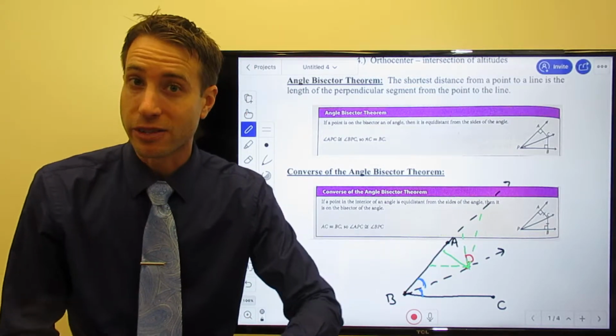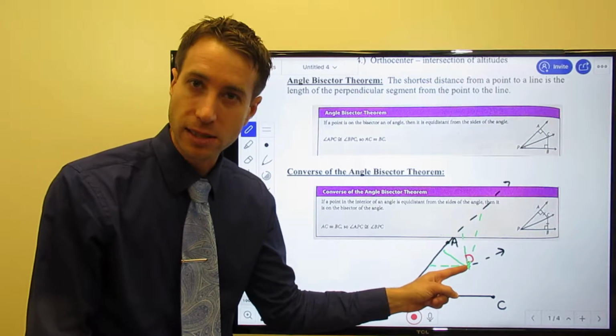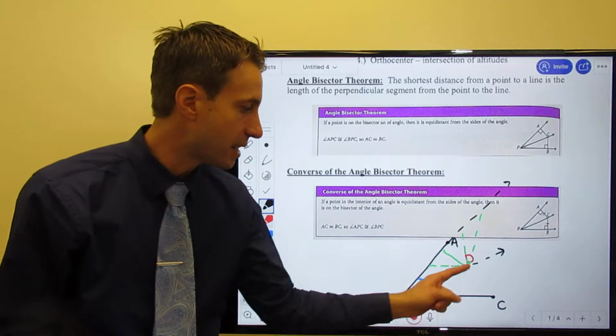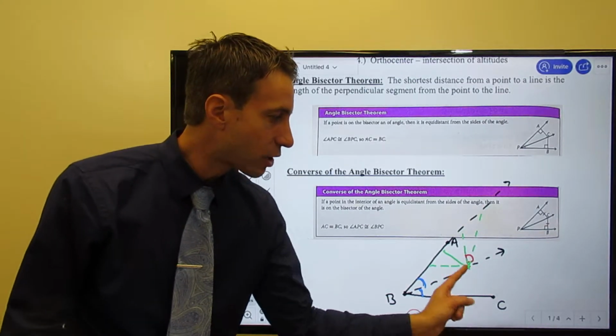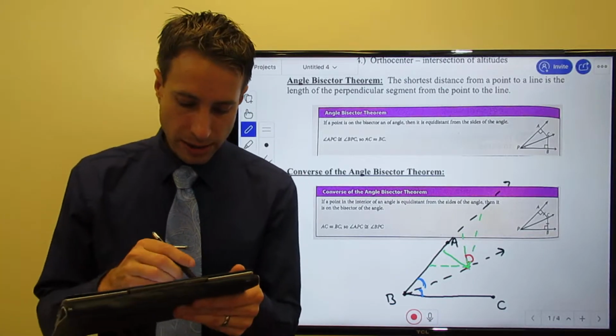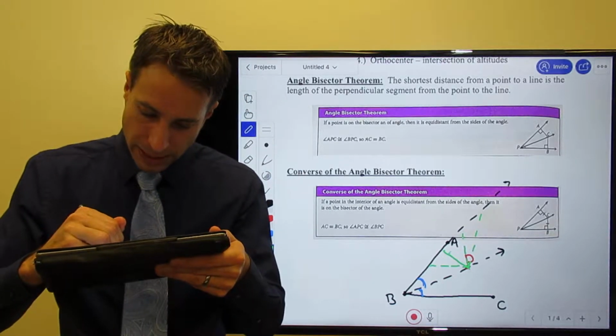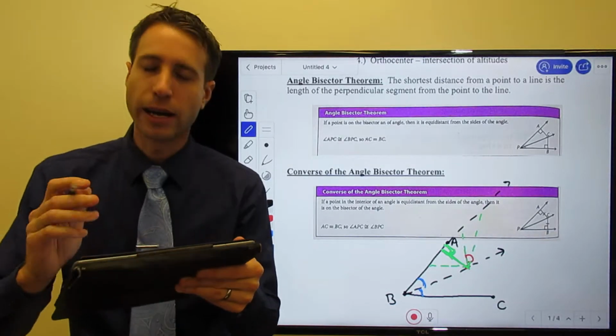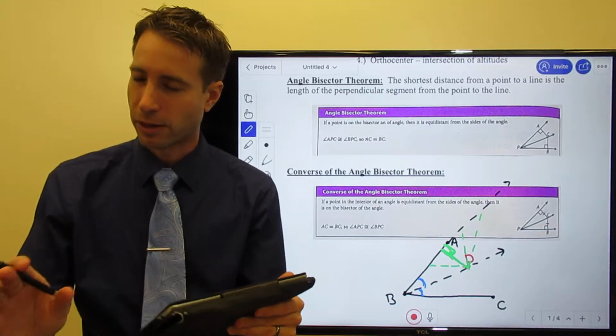I could do it on the other side. What if I wanted the shortest distance from D to this ray down here, BC? Again, there's an infinite number of lines that I could measure. Which one's going to be the shortest? Turns out, the perpendicular. Sorry, I apologize. Perpendicular.